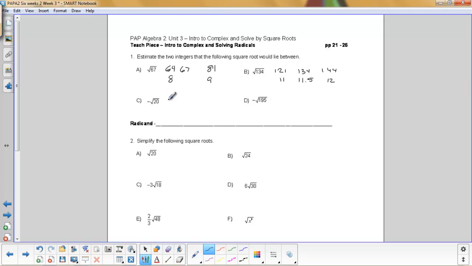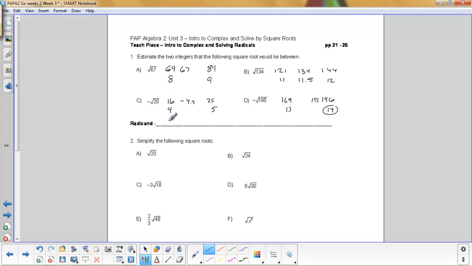20 lies between 16 and 25. That would be 4 and 5. So that will be roughly 4.5. Remember, it's a negative. 195 is between 169 and 196. That will be 13 and 14. That is very close to 196, so we're going to say that it rounds to 14.